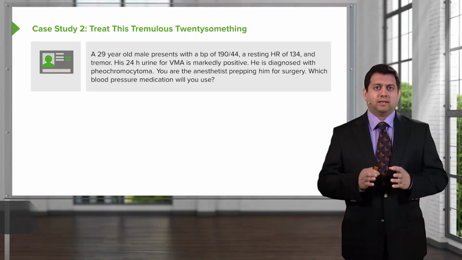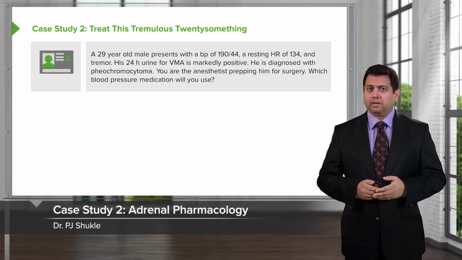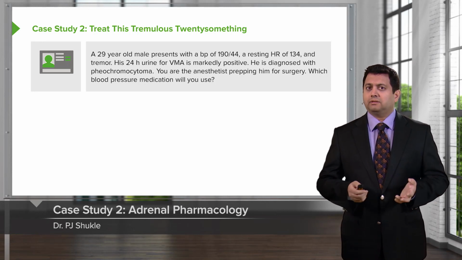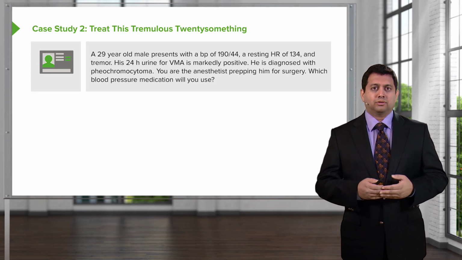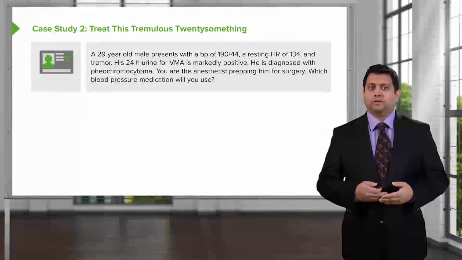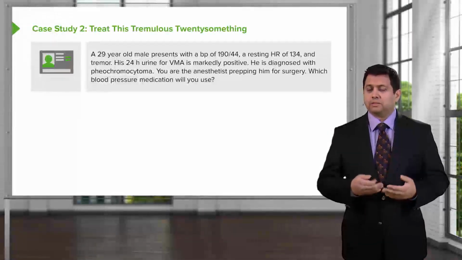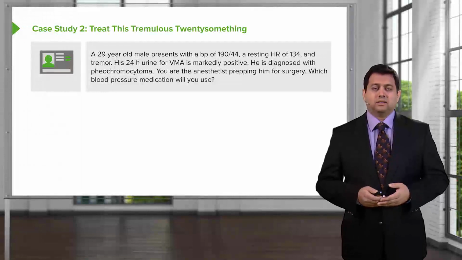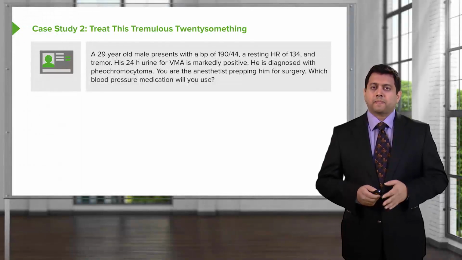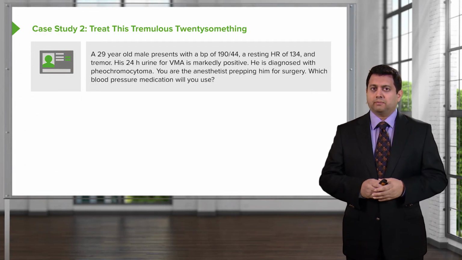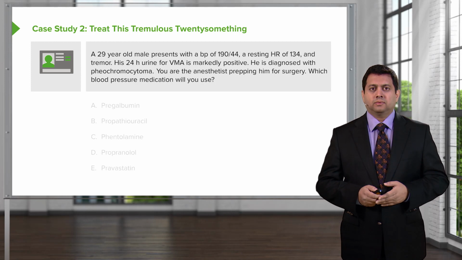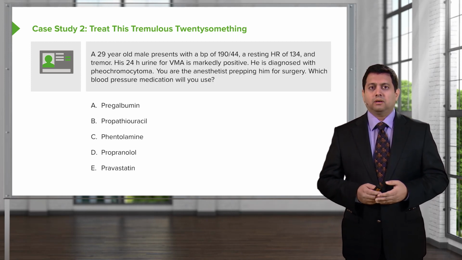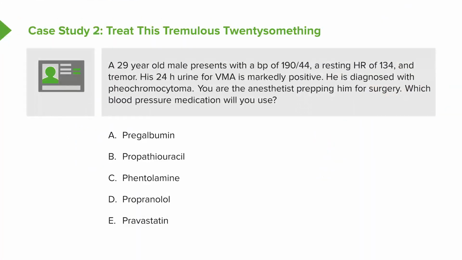Let's take a look at another question. A 29-year-old male presents with a blood pressure of 190/44, a resting heart rate of 134, and tremor. His 24-hour urine for VMA is markedly positive. He's diagnosed with pheochromocytoma. You are the anesthetist prepping him for surgery. What blood pressure medication will you choose? Will it be pregabalin, propylthiouracil, phentolamine, propranolol, or pravastatin?